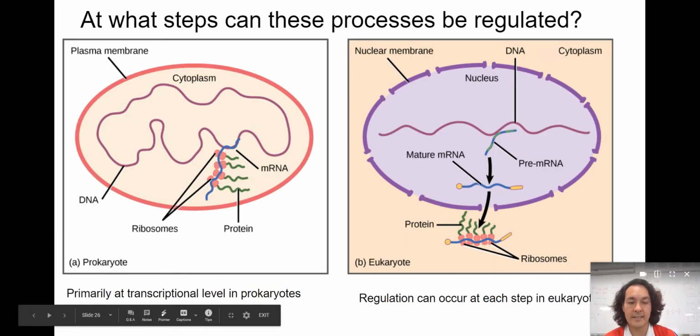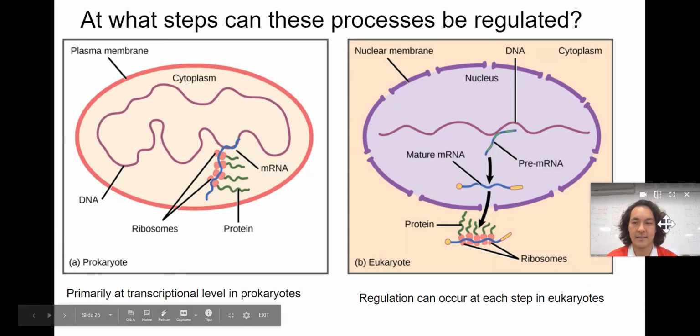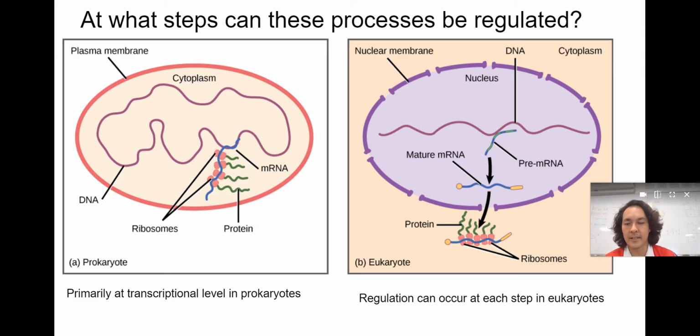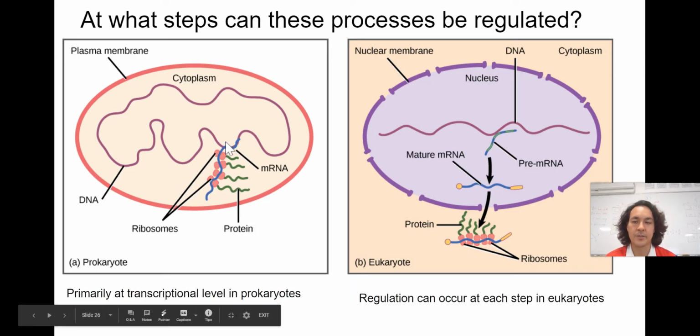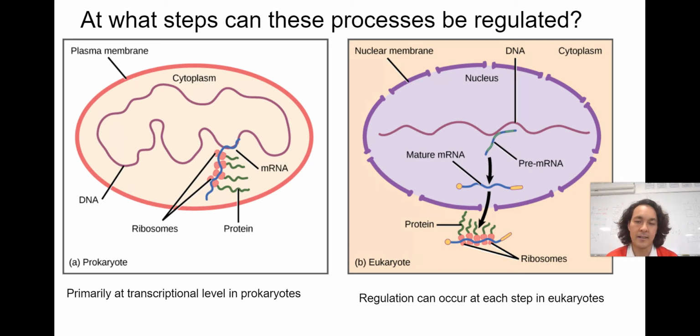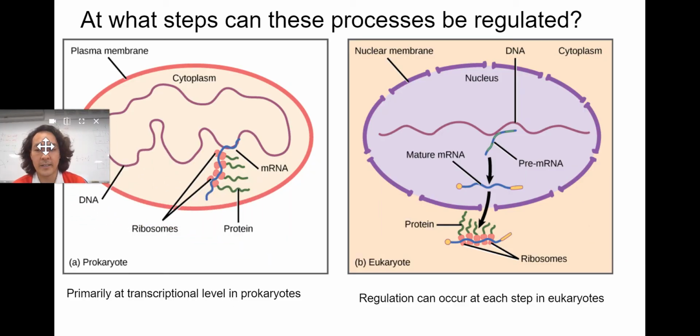So let's look at this and think about what steps these processes can be regulated. For prokaryotes, it's going to be primarily at the transcriptional level. So taking DNA and coding it into mRNA will be the main way that this can be regulated. And we'll see that with operons. Eukaryotes can regulate at many levels.